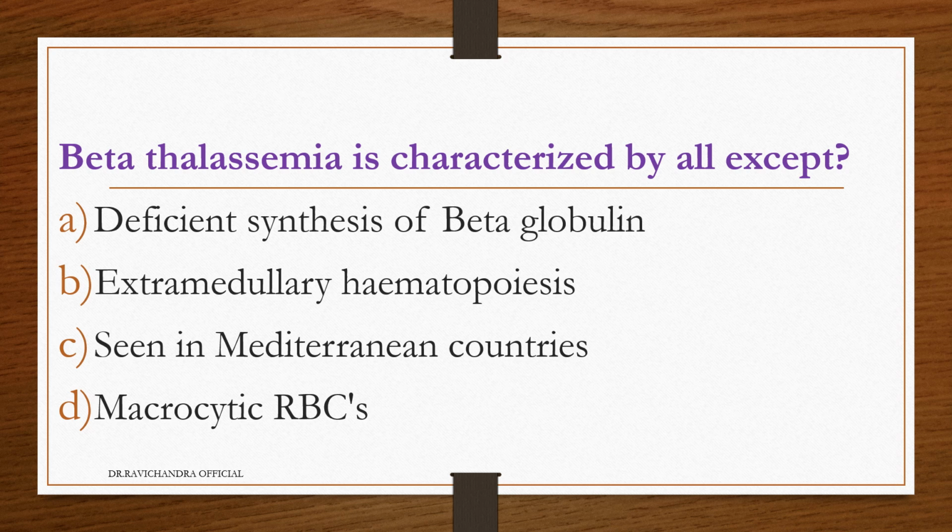Deficient synthesis of beta globin is caused by mutations in the hemoglobin gene beta that lead to reduced or absent production of the beta globin subunit of the hemoglobin. And extramedullary hematopoiesis occurs when the marrow is unable to produce enough red blood cells, leading to the production of blood cells in other organs such as liver and spleen. And beta thalassemia is common in Mediterranean countries such as Greece, Italy, Turkey, and in other parts of the world with high frequencies of thalassemias.